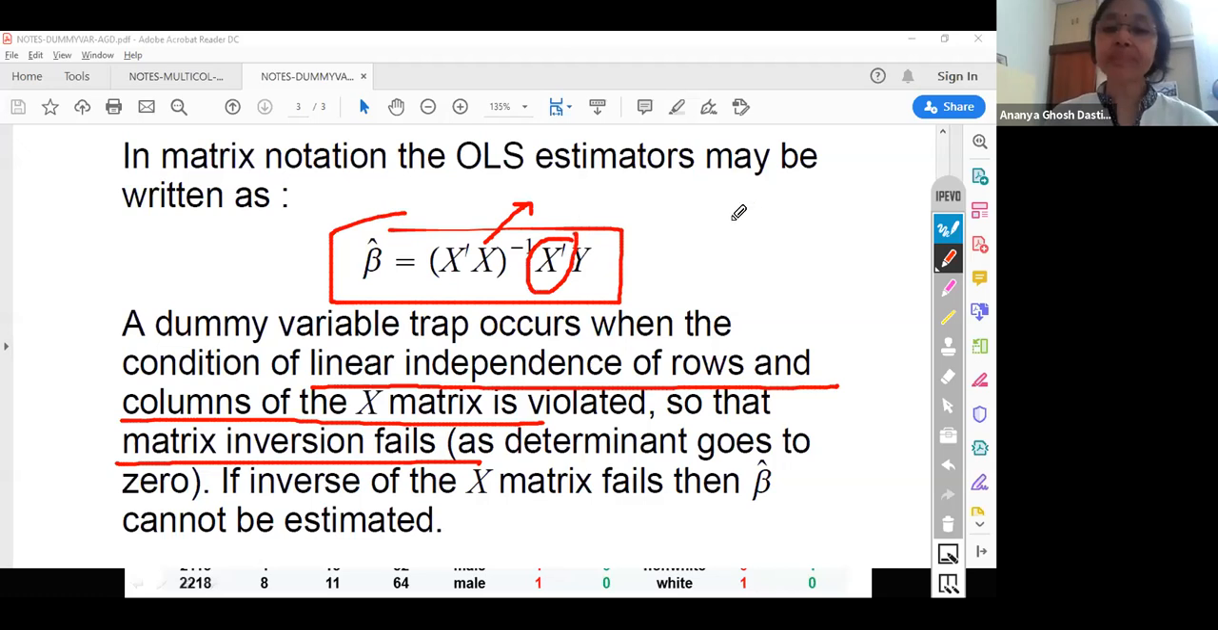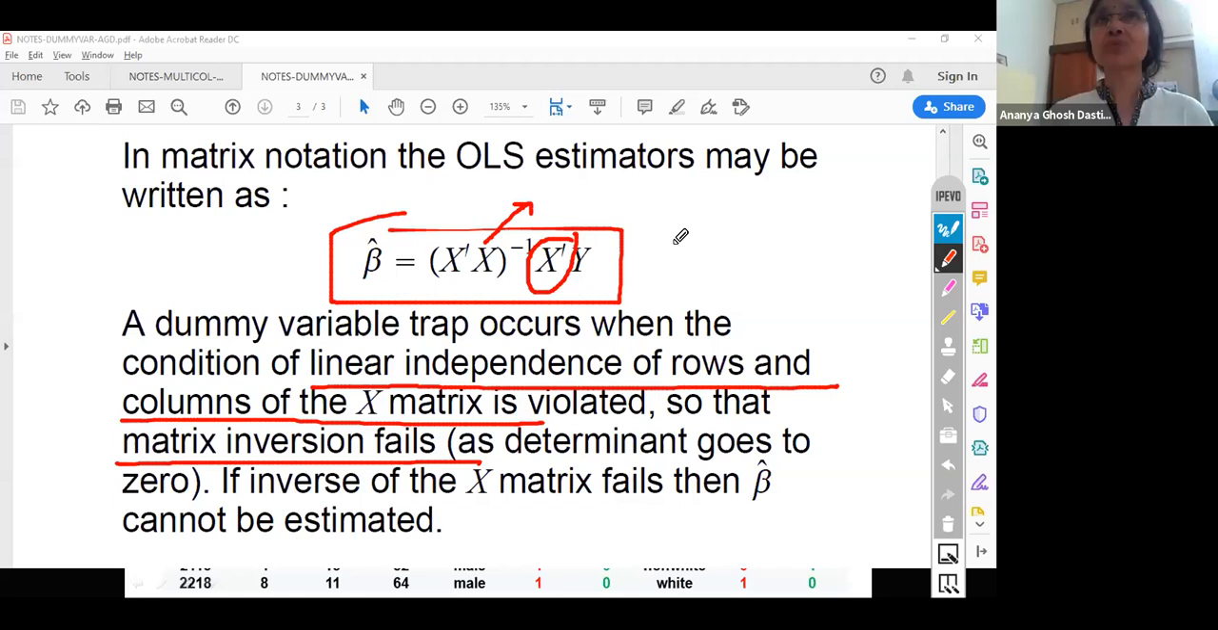So X prime is basically the transpose, right? Now, I'm sorry if some of you don't have training in basic matrices. If you plan to use regression models as part of your research, there is no substitute. You'll have to learn matrices. So I'll give you a reference. I'll give you a good reference for learning about it. But for the time being, I'm sorry if this is something that is not familiar to you. There's no other way of understanding the dummy variable trap.